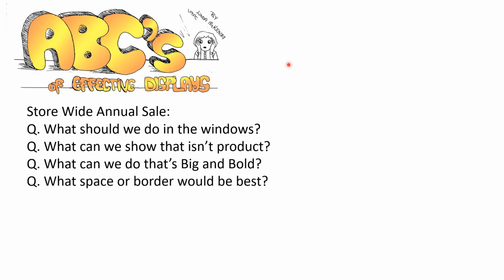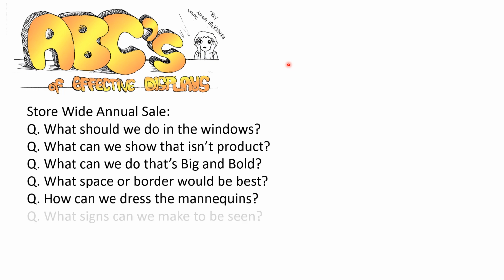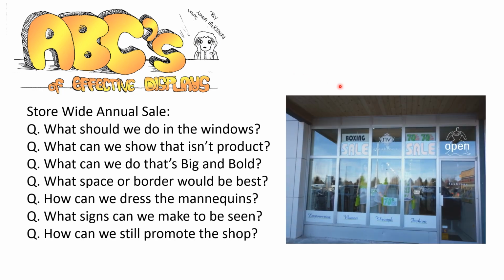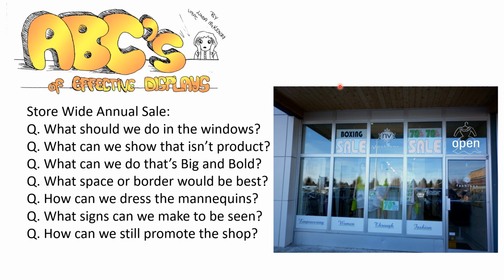What space or border would be best around our display? How can we dress the mannequins, because we did have mannequins? And what signs can we make to be seen? Well, this is the front of her store, and you can see that we put these signs up in the windows at the top for several reasons. One is they're big enough to be read from a distance and to be seen from a distance. They are above the cars that are parked here, and they are above the people that are walking by, so they will still be seen, and that's important.